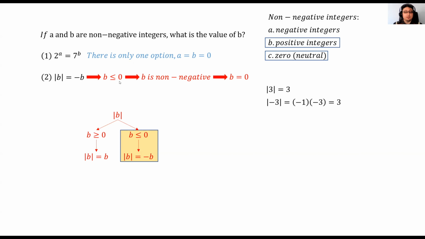But then we need to take into account that b is a non-negative integer. What does this mean? That it cannot be negative. So there is only one option left for the value of b: b is equal to 0. Then we have a unique answer for our question. So now we can say with confidence that the answer for our exercise is D. Each statement alone is sufficient.